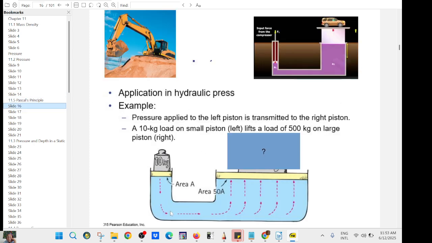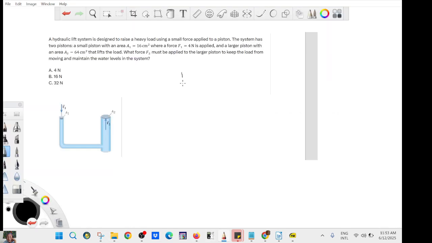Okay, you can see that here. So for the unit area, you're going to have the same pressure. So of course, if you increase the area, you're going to increase the force. So this is the idea behind the hydraulic system. Okay, so the equation for that is F1 over A1 equals F2 over A2 if it's in equilibrium.